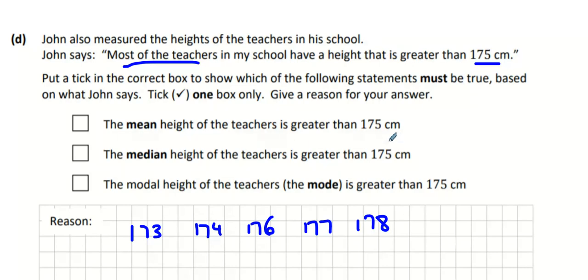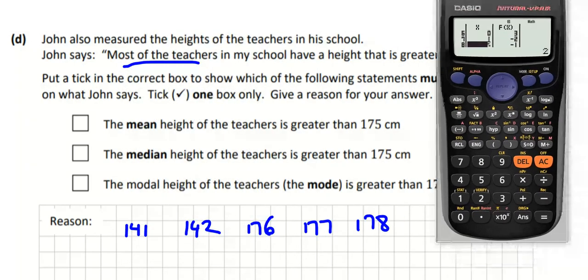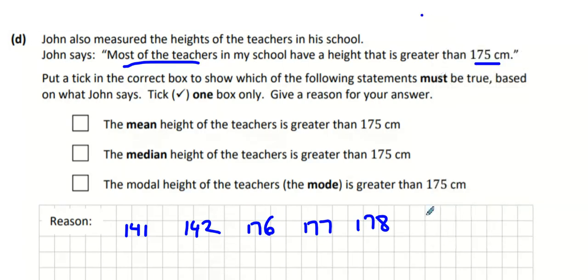Does the mean height have to be greater than 175? Well, the answer there is no. I could make the bottom 2 teachers very short. So I can make them 141 and 142 respectively, and you'd find that an average like this would not be greater than 175. So plus 178, divided by 5. You can see that the average is actually well below the 175 mark. All right, so we put an X here.